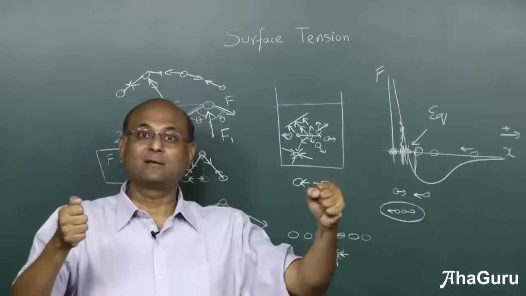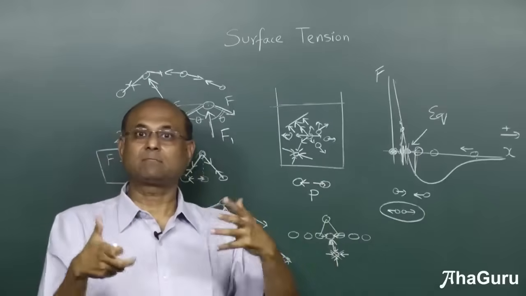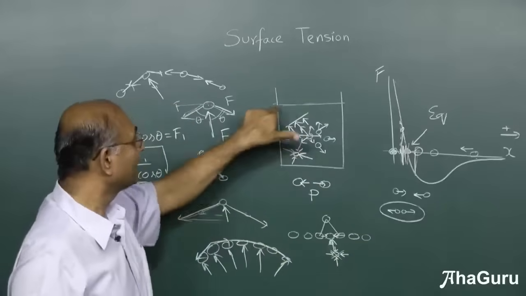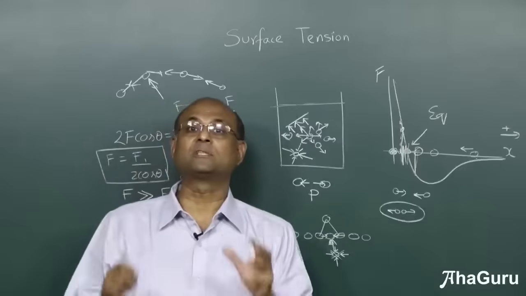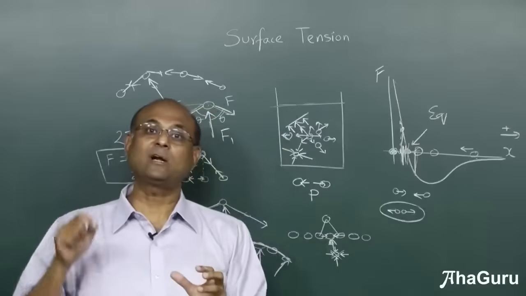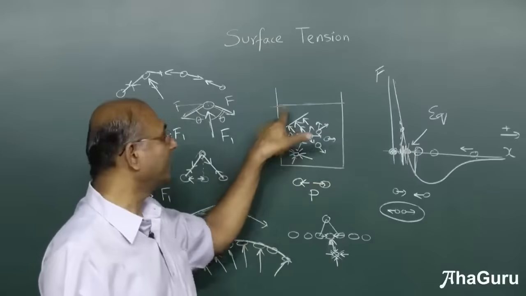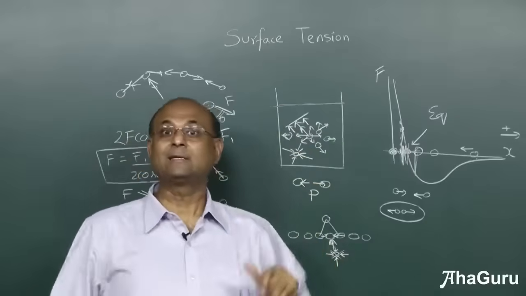Tension means pulling. Compression, pressure, right? It's a compression, pushing. So pressure is a pushing force. Only at the surface you have a pulling force. That's why this phenomenon is called surface tension. You don't have the tension inside, you only have it at the surface. For every surface you will get surface tension.